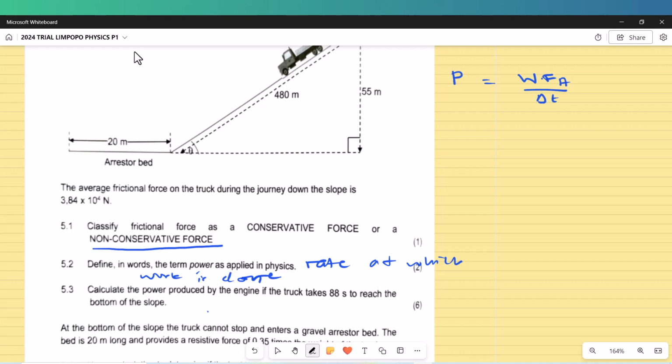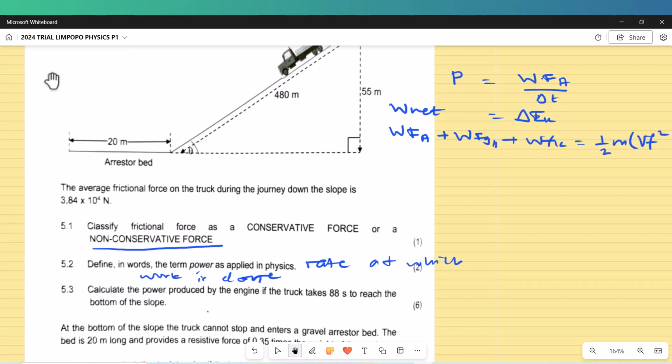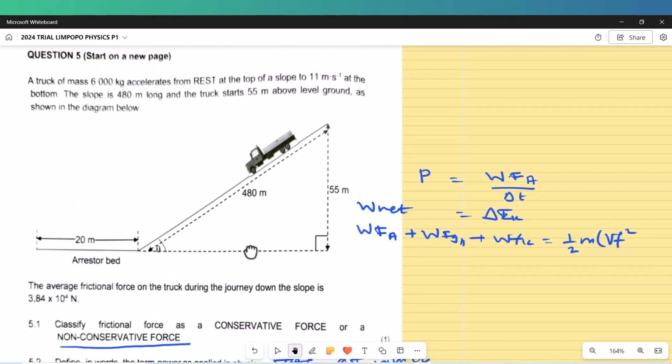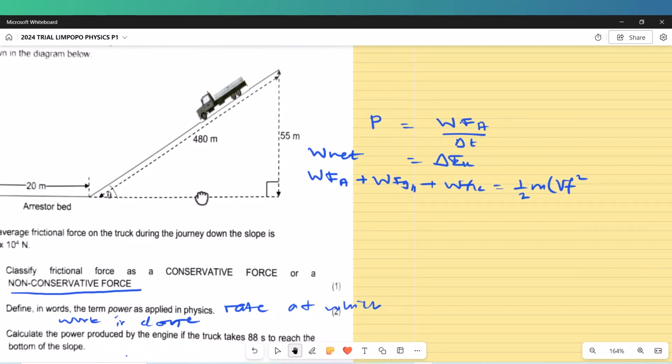Now this truck is accelerating downwards, so I'm going to use work net equals change in EK. What is my work net going to be? I have the work done by the force of the engine, which I'm calling applied force, because it is accelerating. Then remember, there's also F_G parallel, so plus work done by F_G parallel, plus work done by the frictional force, F_k, equals a half, V final squared minus V initial squared, where V initial is zero, from rest.